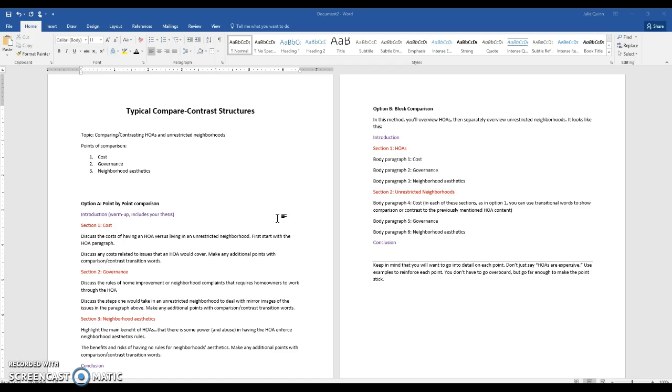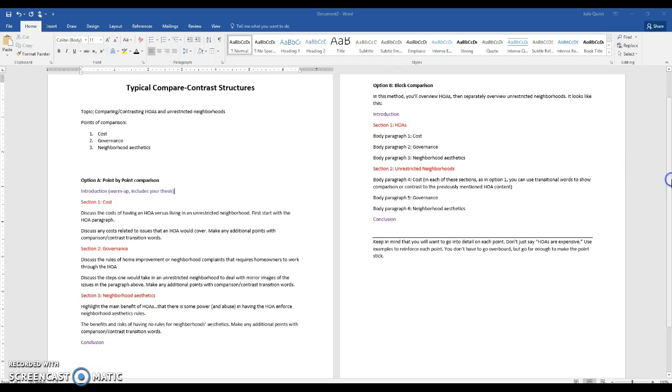So I wanted to talk about this and use an example of comparing and contrasting HOAs versus unrestricted neighborhoods. And so what you have to think about is, okay, how am I going to compare them? Making sure we're doing an apples to apples comparison. So I came up with these points, and I thought, well, one of the main complaints people generally have with HOAs are costs. So let's talk about the costs. And obviously that's going to be really obvious.